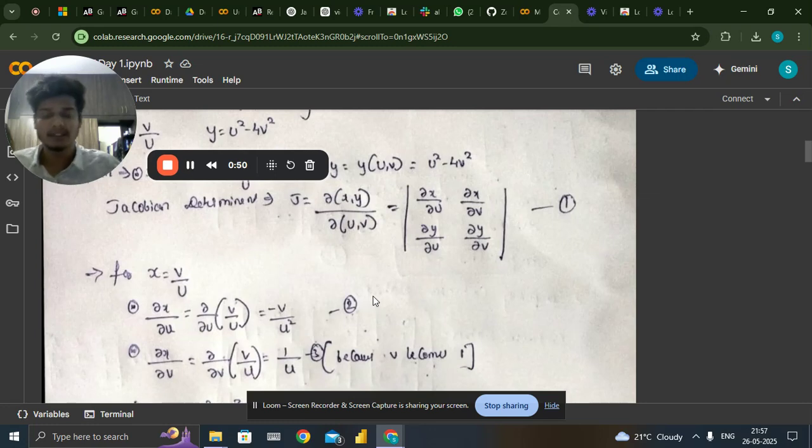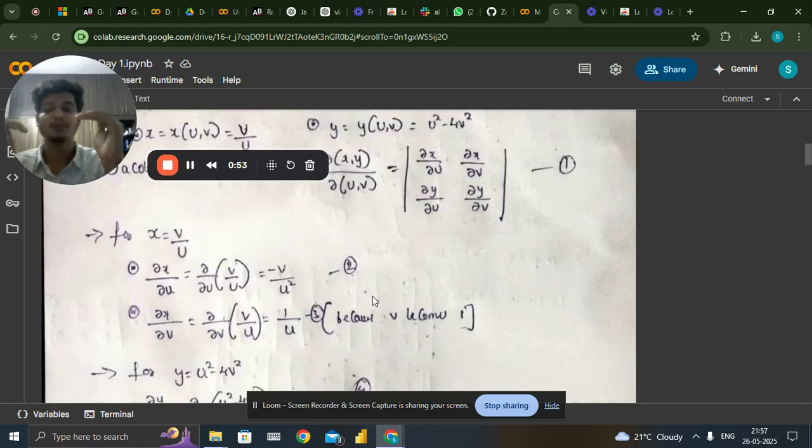So x is given as v by u. First we need to find dou x by dou u. That is dou by dou u of v by u, because x is v by u. Differentiating with respect to u, our answer becomes minus v by u square.